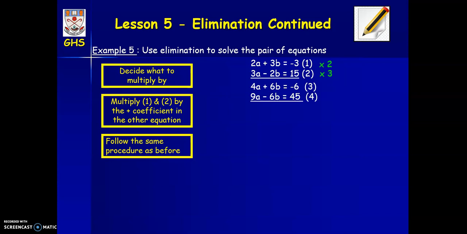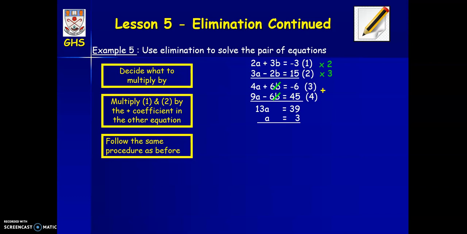And then we follow the same procedure, so to eliminate, we add the two equations together. This will eliminate the b terms and leave us with a total of 13a equals 39. We divide by 13 to get a equals 3.